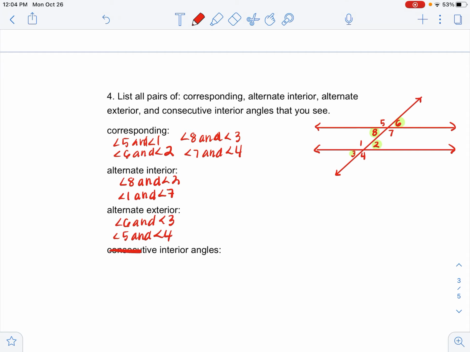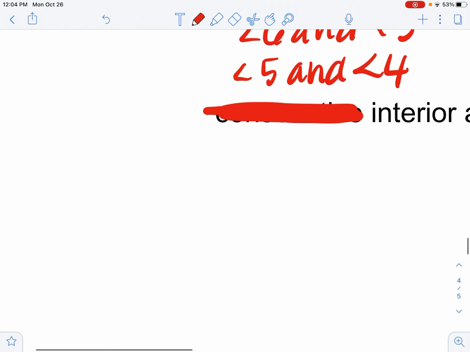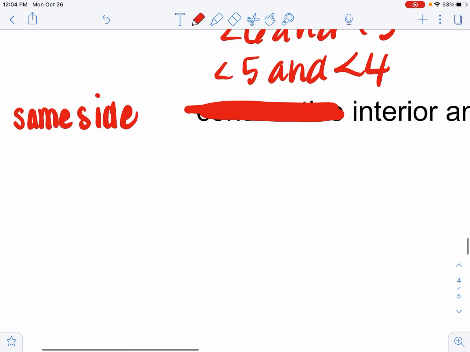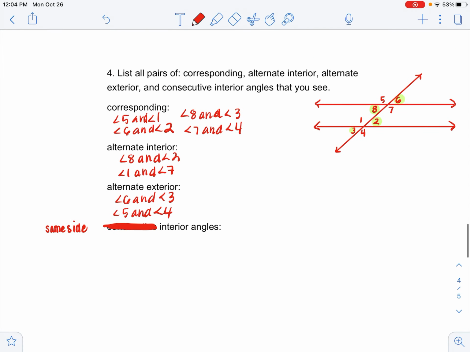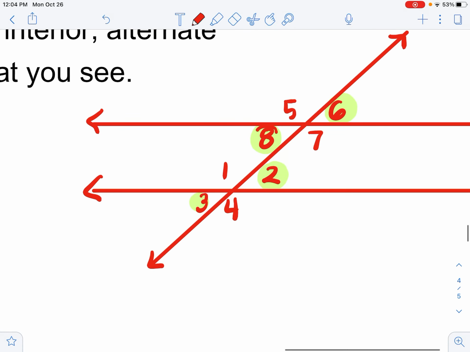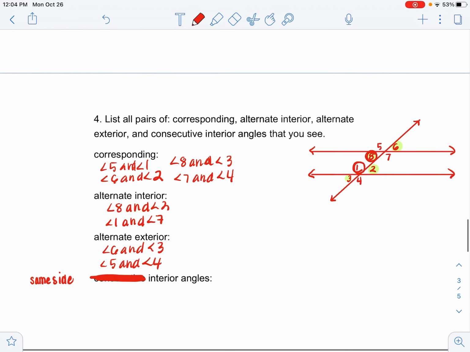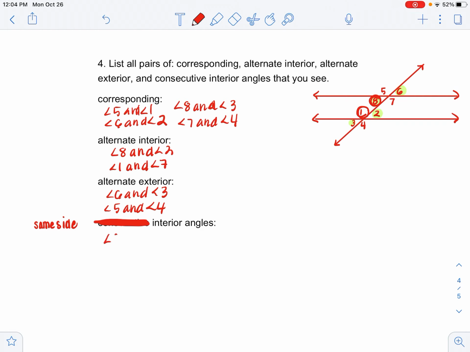Consecutive interior angles, you can change this. We changed the name and I want you to know that. That's why I left it. If you saw them, it's the same thing as same side interior angles. Same side interior and consecutive interior are the same thing. So same side interior angles. Inside, if I started with 8 again, but I wanted the same side of the transversal, so 1. So 8 and 1 and 7 and 2.